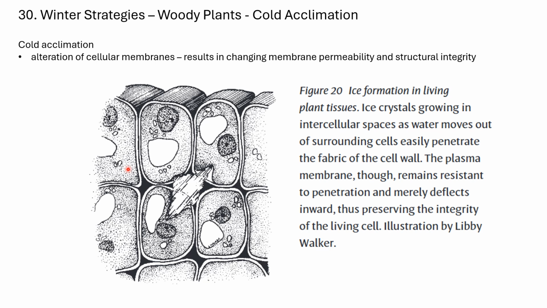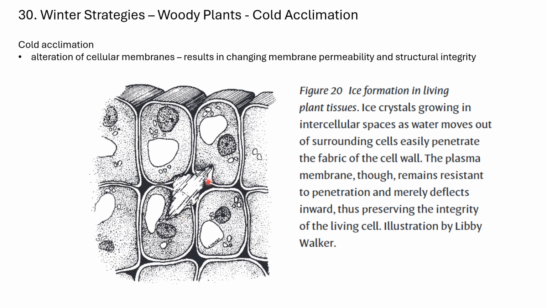So that cell wall here is really rigid, and on the inside of the cell wall we've got this cell membrane, which is more flexible. As these trees are acclimating to colder temperatures, their cell membrane can become more, I guess you can use the word, flexible.